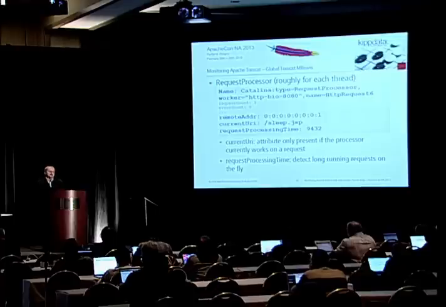So if you're interested in on-the-fly detection, whether you have long-running requests, you can retrieve the request processor data. And if there is a current URI item there, then it's working on this URI, and the request processing time will show you since what time in milliseconds. So if this is a big number, you know you've got a request in the system that takes a long time.